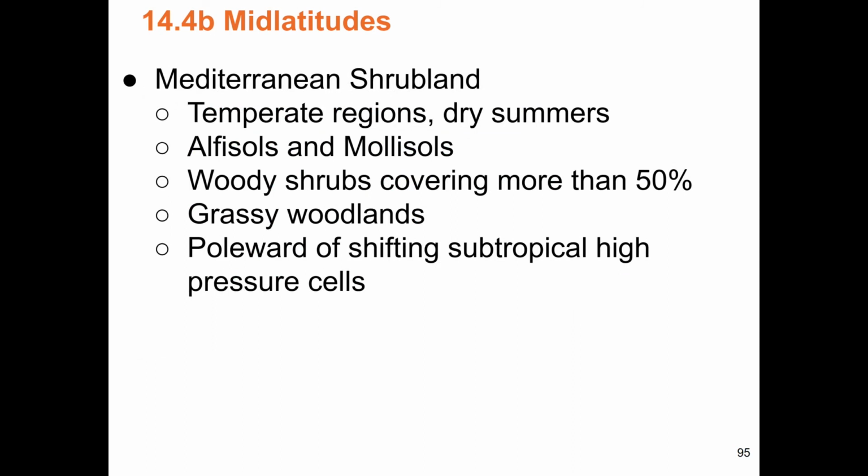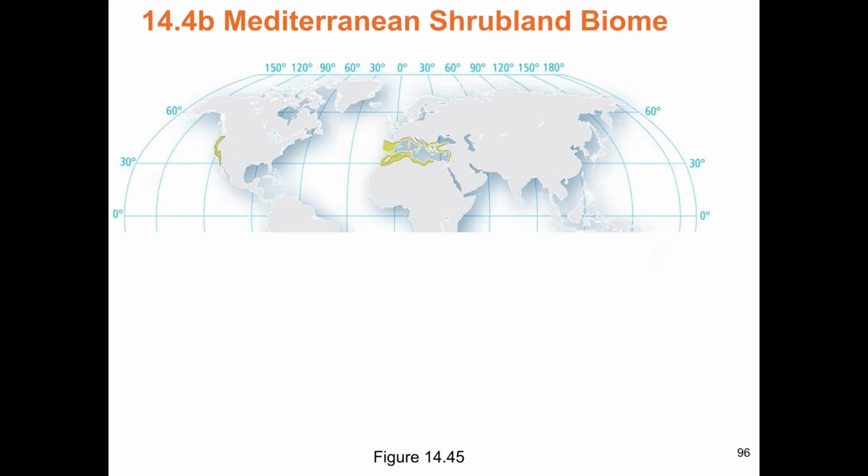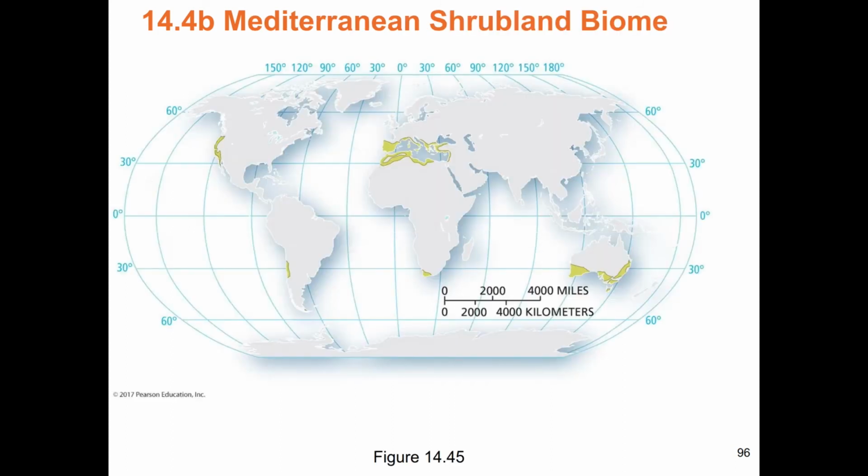Mid-latitude, so now we're drier, Mediterranean shrubland, that's where we live, temperate regions, dry summers, which means you've got to be west coast, cold current, subtropical high combo for that. Woody shrubs, grassy woodlands. So we're in the subtropics, we're subjected to the subtropical high.